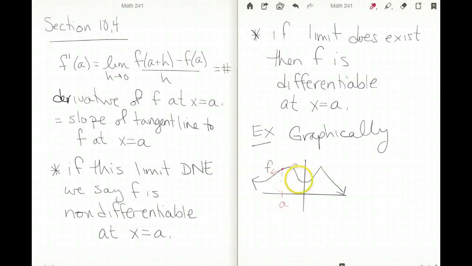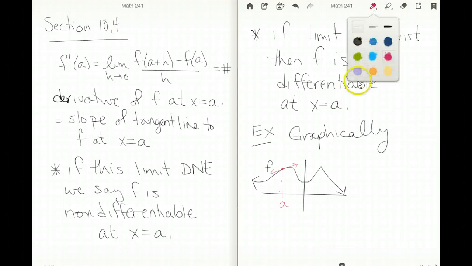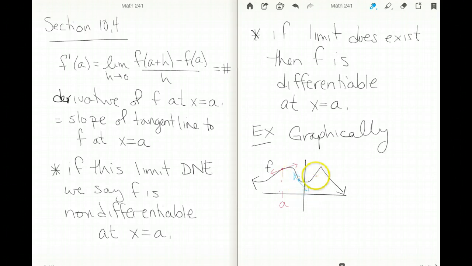Okay, and we can do this in lots of places. We could do this over here with a different color, another tangent line. And again, maybe at b here, we have a tangent line. It has a slope, so that means it's differentiable at b, and there's actually a number that we could associate with the derivative at b.